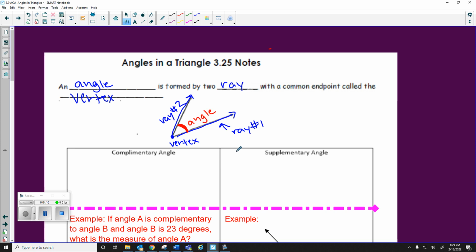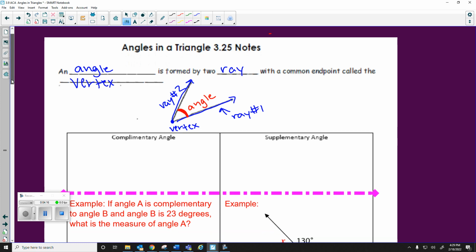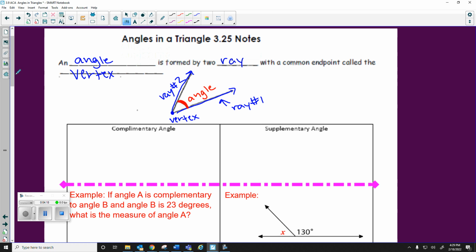All right, so there are different types of angles in that video. We saw acute, right, obtuse, and we're going to actually talk about 2 other types of angles. The first one is complementary angles. Complementary angles are when two angles' measures add up to exactly 90 degrees.